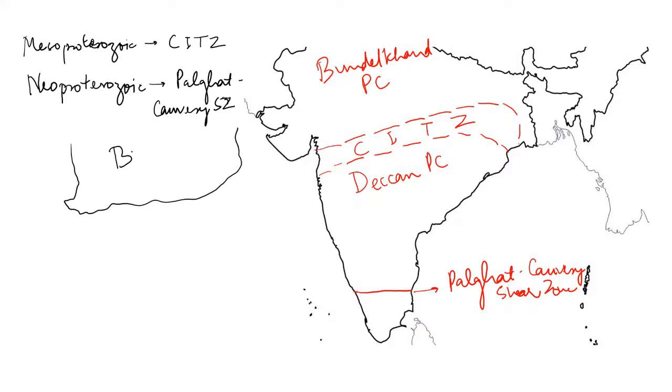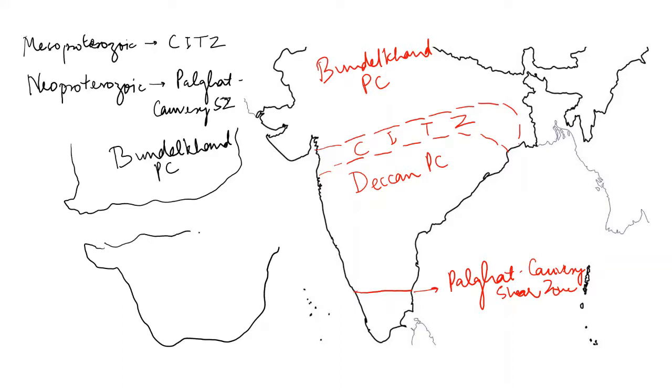So if we try to draw a schematic diagram, this was the Bundelkhand protocontinent, and this portion over here was the Deccan protocontinent. And the joining together of these two portions of the land masses, the information is given by the Central Indian Tectonic Zone. That is why this region is very, very important.